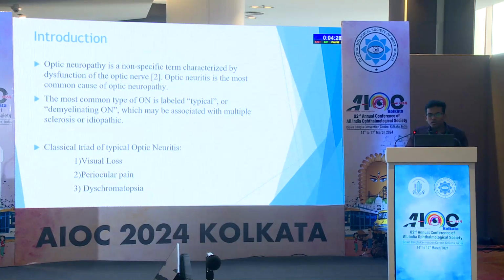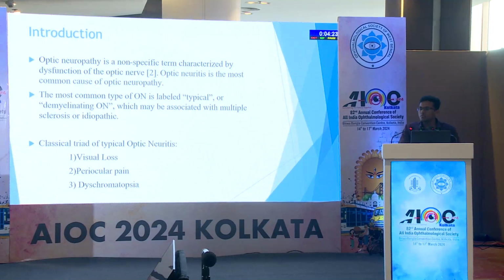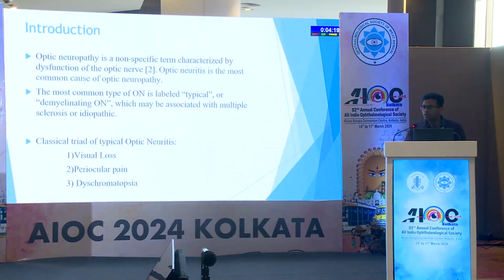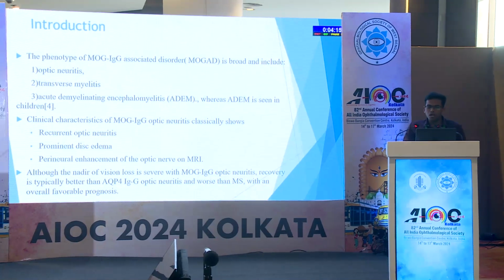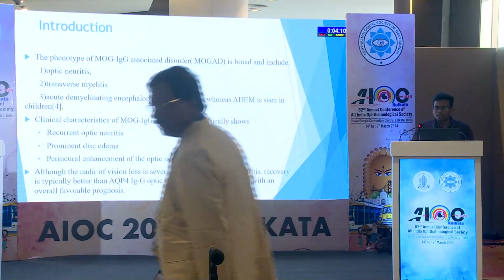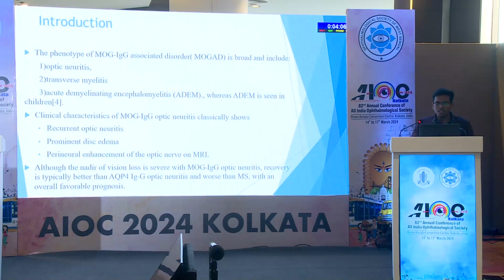So the most common type of optic neuritis is labeled as typical or demyelinating optic neuritis, which is associated with multiple sclerosis or idiopathic. So the classical triad of features include visual loss, periocular pain and dyschromatopsia. So the phenotype of MOG IgG positive disorders, or MOGAD, is broad and includes optic neuritis, transverse myelitis and acute demyelinating encephalomyelitis, which is most commonly seen in children.